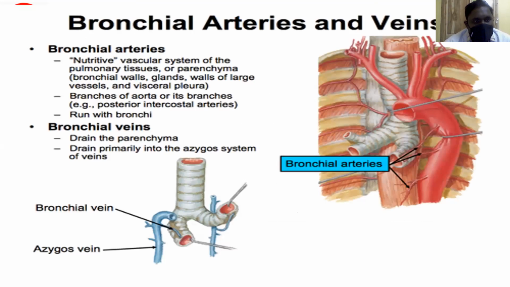Bronchial arteries and veins. Bronchial arteries are the nutritive vascular system of the pulmonary tissues or parenchyma. The right side bronchial artery arises from the third posterior intercostal artery. The left side bronchial artery arises from the descending aorta. They run along with the bronchi. Bronchial veins drain the parenchyma, primarily into the azygos venous system. These are the bronchial veins, and these are the bronchial arteries.